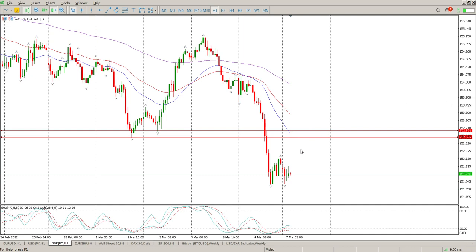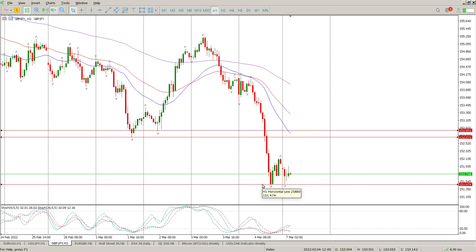The other option that you're going to have is that this is just going to consolidate and then break the consolidation. So if that's the case, you're looking for a break and retest. So break below 151.474 and a pullback onto this for a retest.